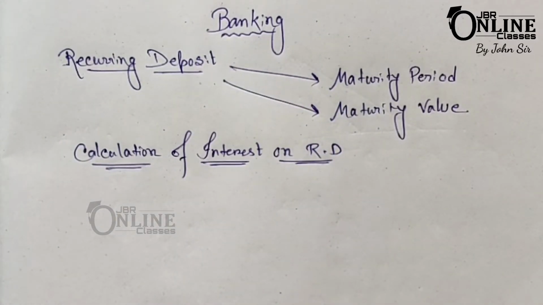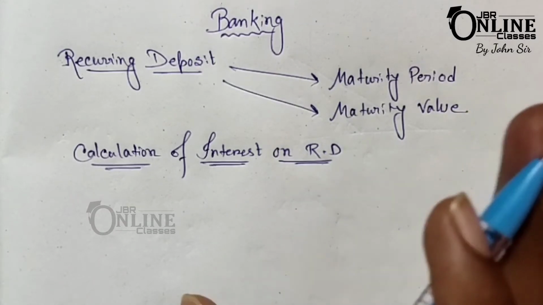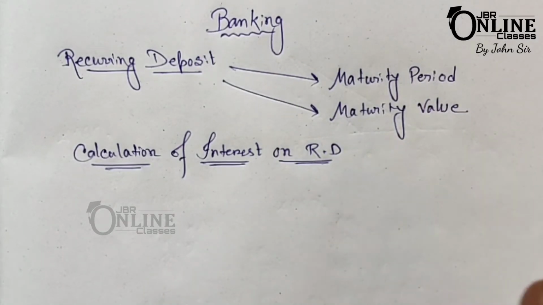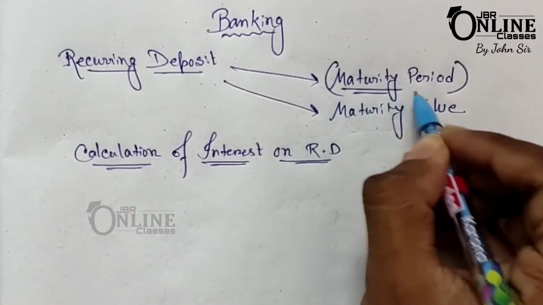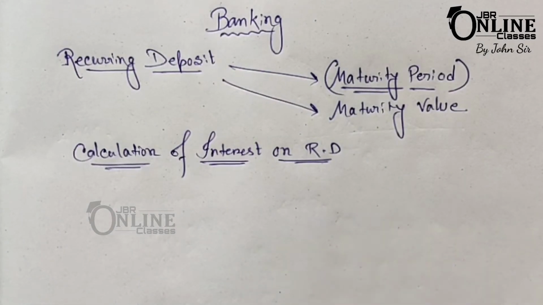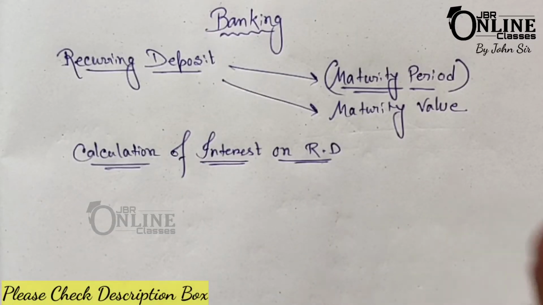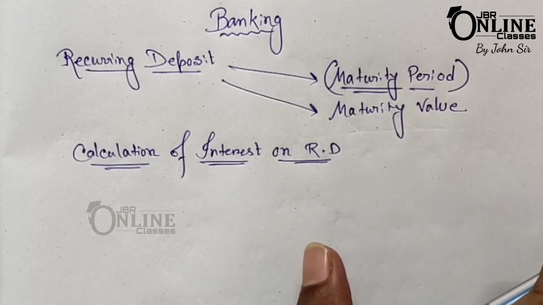Suppose under the scheme, that means recurring deposit, an investor deposits a fixed amount every month for a specific number of months, and on expiry of this period, which is called the maturity period, the investor will get an amount. That amount is called the maturity value.